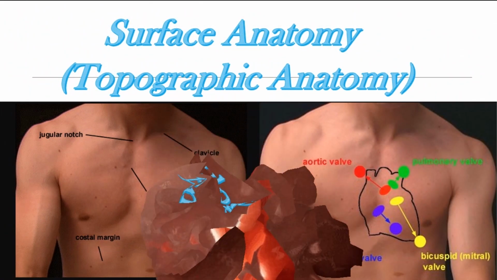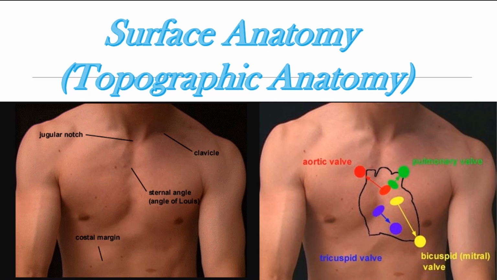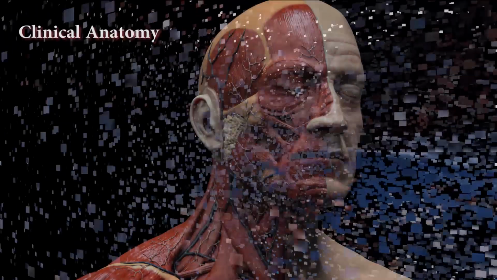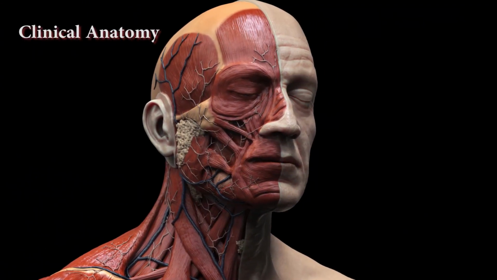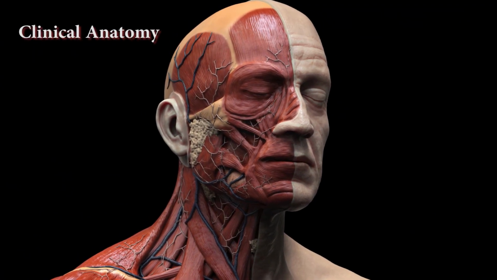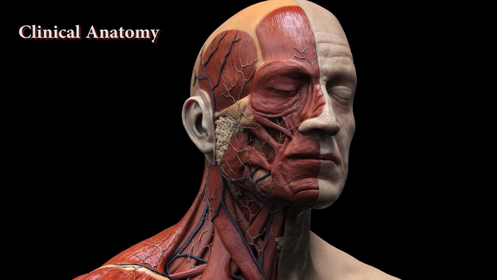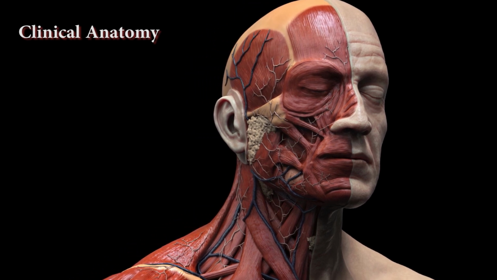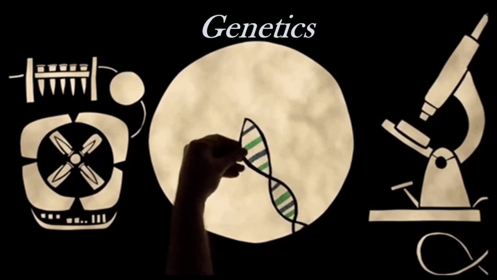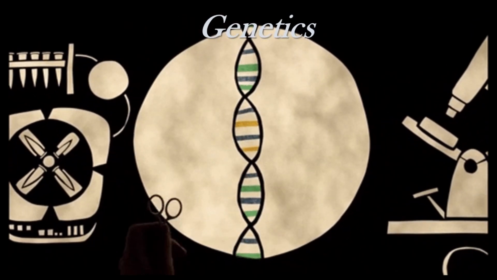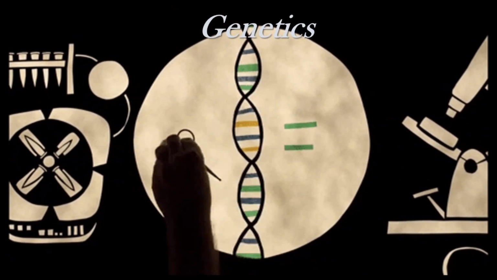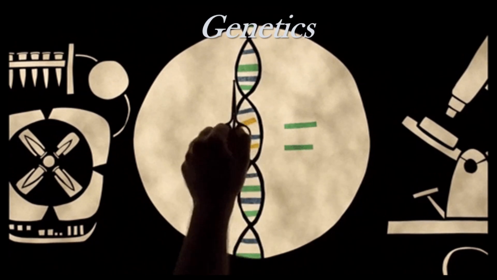Then surface anatomy, also called topographic anatomy, is the study of the deeper parts of the body in relationship to the skin surface. Then clinical anatomy. This subdivision deals with the application of anatomical knowledge in clinical practice. Then genetics. This subdivision deals with the study of information present in the chromosomes.